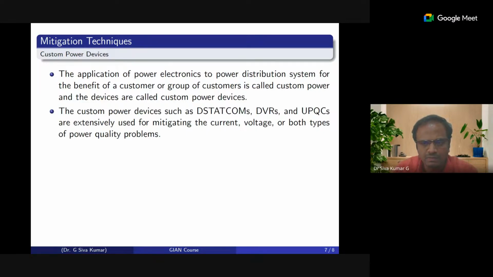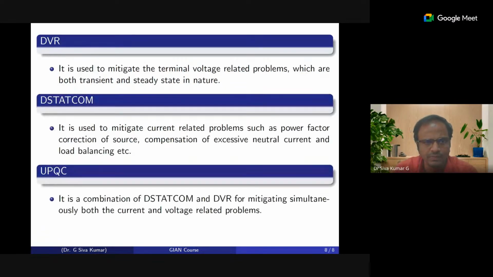These custom power devices can mitigate or improve very specific power quality issues. Take a D-STATCOM, the distributed static compensator. It tries to mitigate the current related power quality problems, such as power factor correction of the source side, compensation of excessive neutral current, load balancing, and also the harmonics.